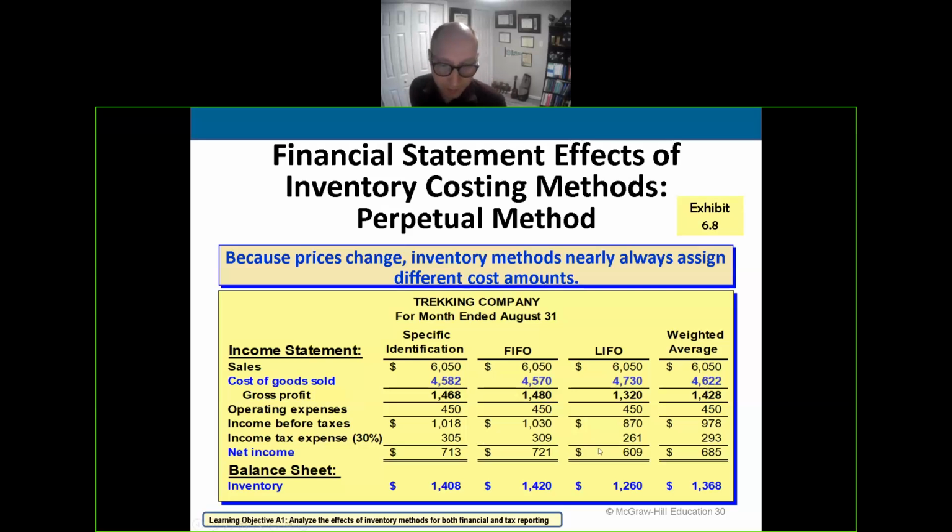And then with respect to the inventory, you see the inventory valuation corresponds accordingly. So first in, first out, 1420. Last in, first out, 1260, and weighted average 1300. We see the effect. And we also know that in business, taxes have an implication as well.